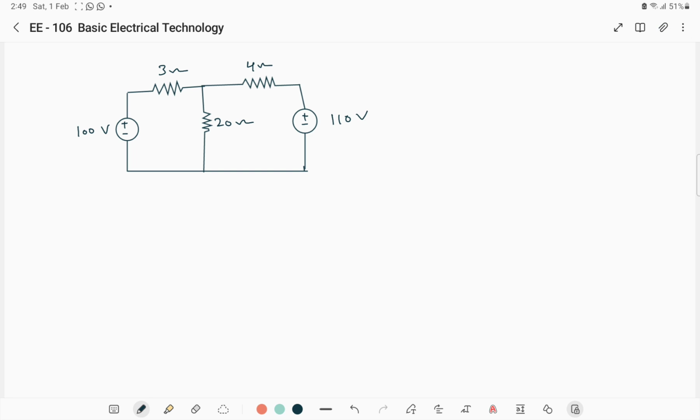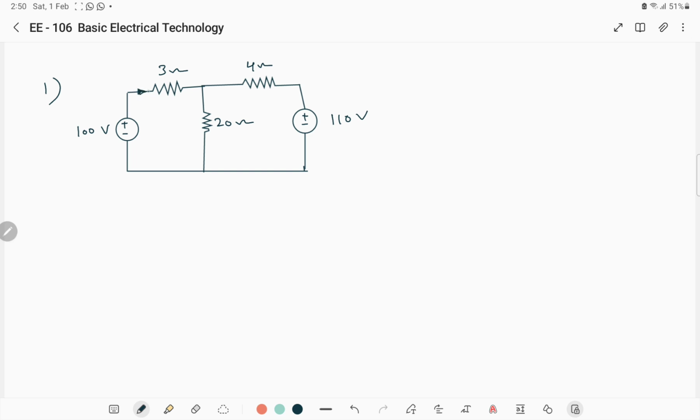Okay, let's take problem number 1. This is the first problem. We need to find out each branch current. There are 3 branches, right? We need to find out branch currents using the branch current method. How many loops are there? 2 individual loops are there, so you have to take 2 currents.